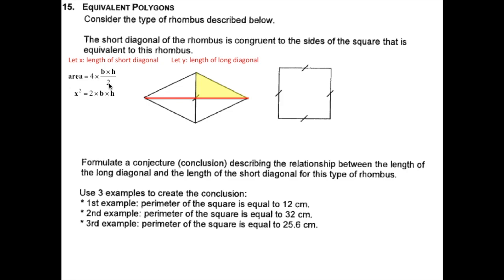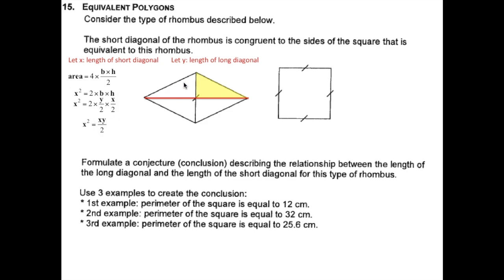So the 4 and the 2 are going to cancel. 2 goes into 4 twice, so 2 times base times height. Now the base is y divided by 2, the long diagonal divided by 2, and the height is the short diagonal, x divided by 2. These two 2's are going to cancel, and so we have x times y divided by 2. Now that is the area of a rhombus. Diagonal 1 times diagonal 2 divided by 2.